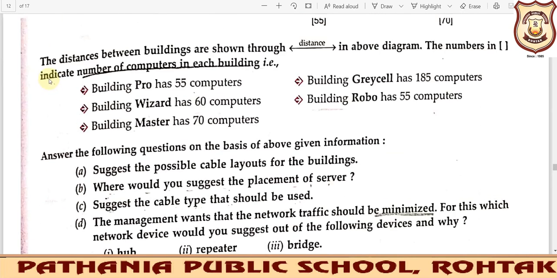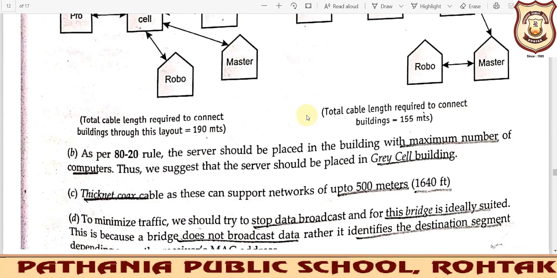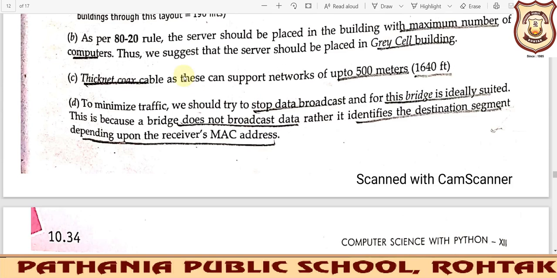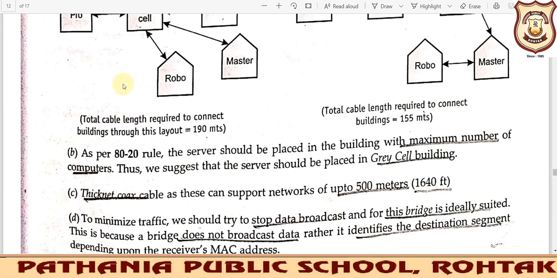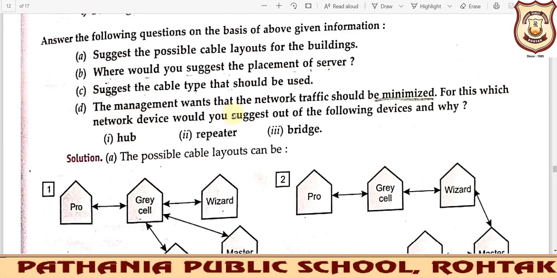Next it says to suggest the cable type that must be used. Like we were having thick net cable and thin net cable. Thick net coaxial cable, if the length of the network is more than 500 meters, then you should go with it. If you count it, the total length is beyond 500, so we have to go with a thick net cable. The last is that the management wants the network traffic to be minimized.